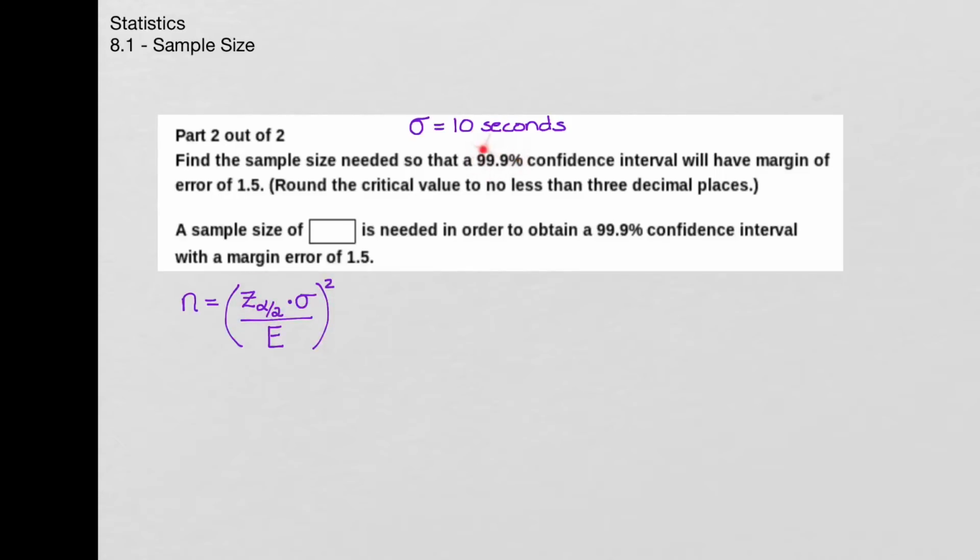And a lot of times people just want to take this 99.9% and plug that in for z. And that's where we're going to get our z value, but that is not the value of z. So we have to compute z based on that. So how do we do that?